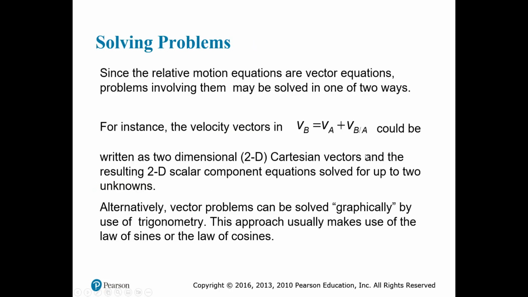So how do we use this to solve problems? And that will depend, okay? Since relative motion equations are vector equations, problems involving them might be solved in one of two ways. For instance, the velocity vectors in vB equals vA plus vB/A could be written as two-dimensional Cartesian vectors, and the resulting 2D scalar component equations solved for up to two unknowns. Alternatively, vector problems can be solved graphically by using trigonometry, and this approach usually makes sense for the law of sines or cosines.